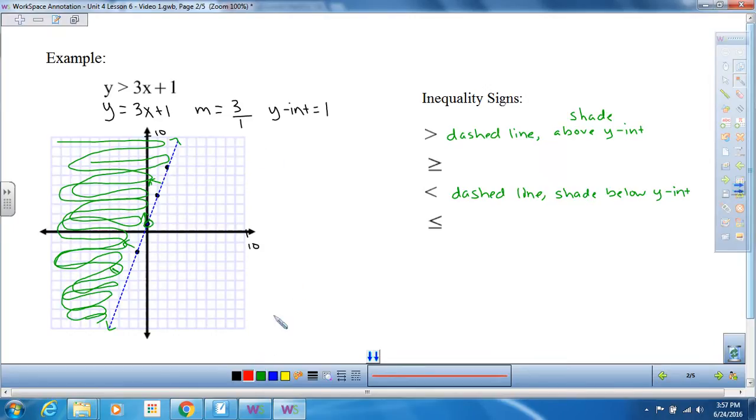So on a number line, the equal to sign was a closed circle, so that just means a solid line. This is greater than, so again, shade above y-intercept. Solid line. And it's less than, so shade below. Okay, let's look at some more examples.